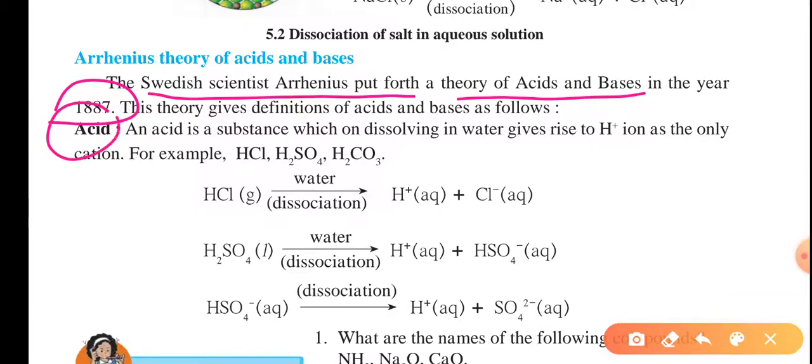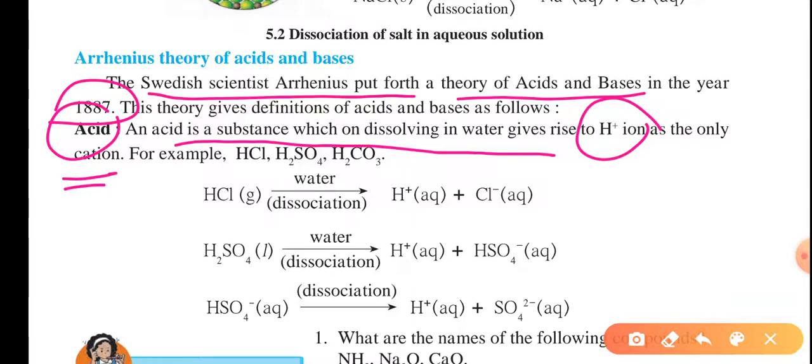So what is an acid? An acid is a substance which on dissolving in water gives only H+ ions as a cation. That is called an acid. And a base is a substance which on dissolving in water gives OH- ions.